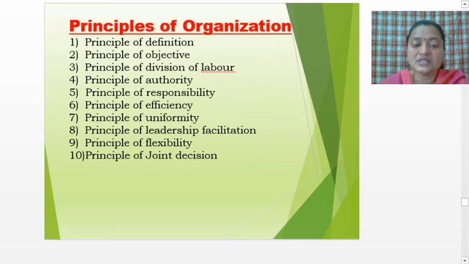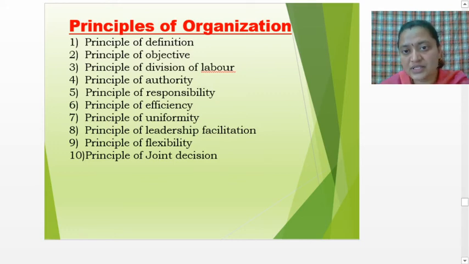The next one, principle of joint decision. Now what do you mean by joint decision? Suppose it is not possible for a single individual to take a decision. The decision can be taken jointly. Like for example, if any employee has to be selected in the organization, and the HR manager is not able to understand which employees to select and which to reject, he can take the opinion of the top level management and afterwards he can take a decision. That is called the principle of joint decision.